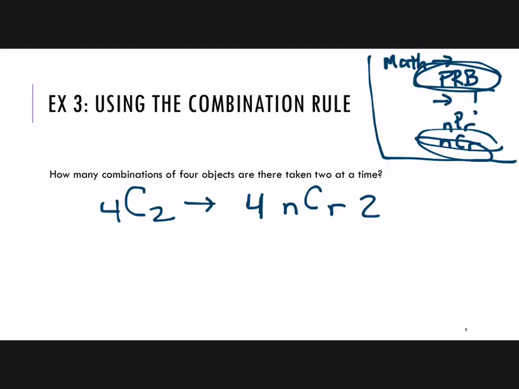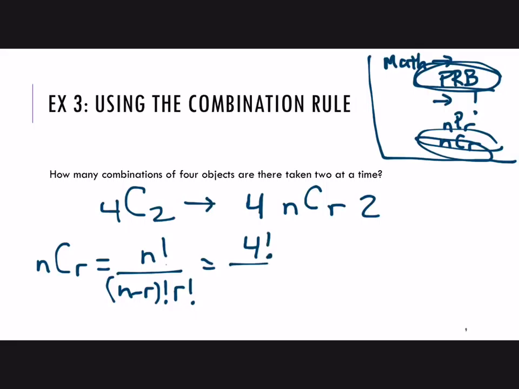Okay, so you've got that option. If you don't have that key and you choose to use the formula, then we know that nCr is n factorial over n minus r factorial, and then r factorial. So you would fill in the numbers. So this would be 4 factorial divided by 4 minus 2 factorial, and then an extra 2 factorial.